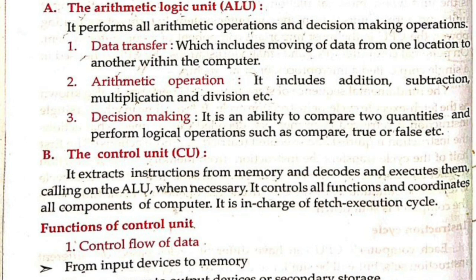The control unit (CU) extracts instructions from memory and decodes and executes them, calling on the ALU when necessary. It controls all functions and coordinates all components of the computer. It is in charge of the fetch-execute cycle.